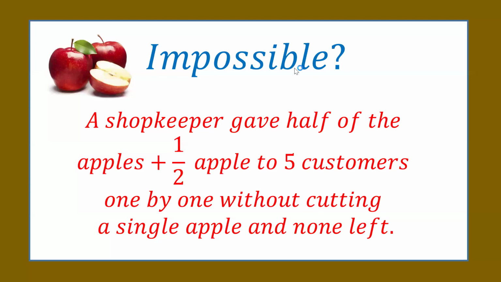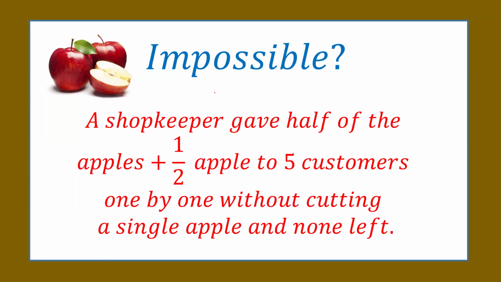Hello students, in today's video we are going to see a particular question, a linear equation question, where it is given that a shopkeeper gave half of the apples plus half an apple to 5 customers one by one without cutting a single apple and none left.